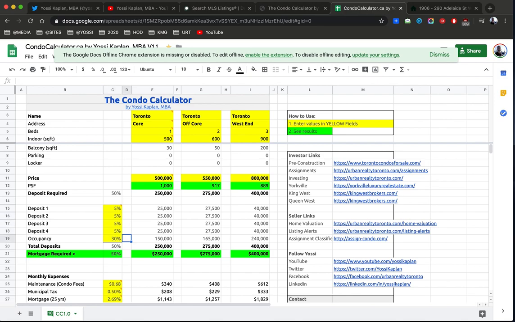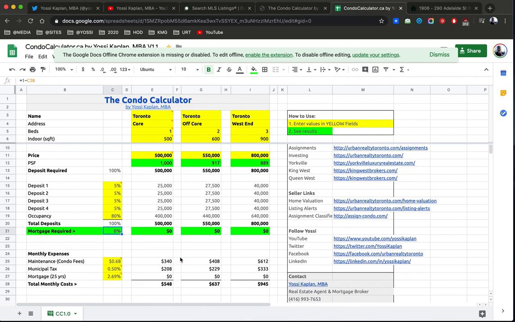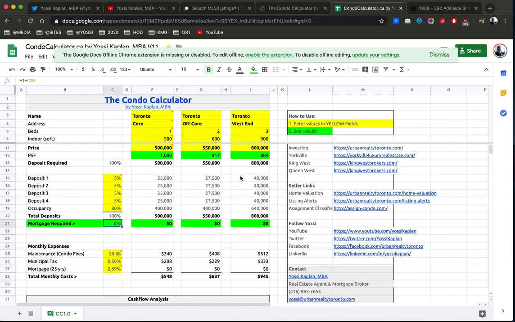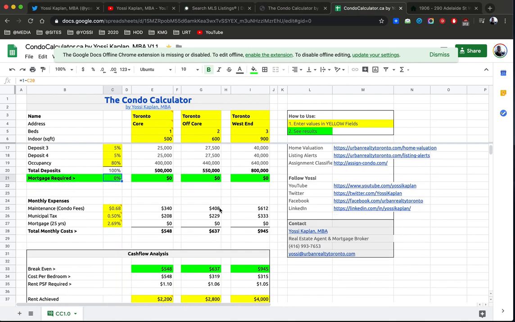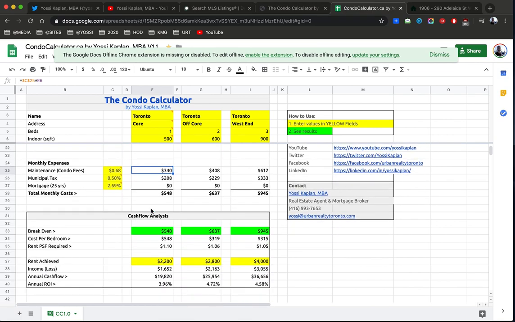5, 5, 5, 5, that's 20 plus 30 is 50. I need 50% more. So let's say I paid the whole thing in cash and there's 100%, no mortgage. I put 500 here, 550 here, 800 here. Okay, so now my fixed costs, my monthly carrying costs are only my fixed costs, which is the maintenance and the municipal tax. Now, you may have other costs but not a fix, you know, something broke you got to fix, or insurance, or whatever it is. I'm ignoring all these here for your information.